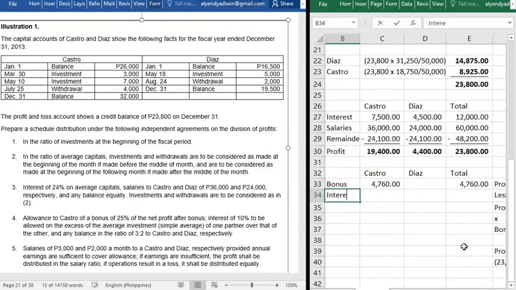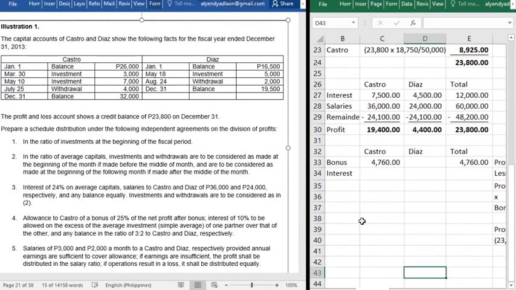Then let's proceed to the interest. So class, accordingly, the interest in number 4, the interest of 10% is to be allowed on the excess of the average investment of one partner over that of the other. Okay, so we are gonna get the average capital of the both, and whichever partner has the excess, he's the one that is to be given interest. So class, take note that this is not always the case, because again, we are to base on what they agreed.